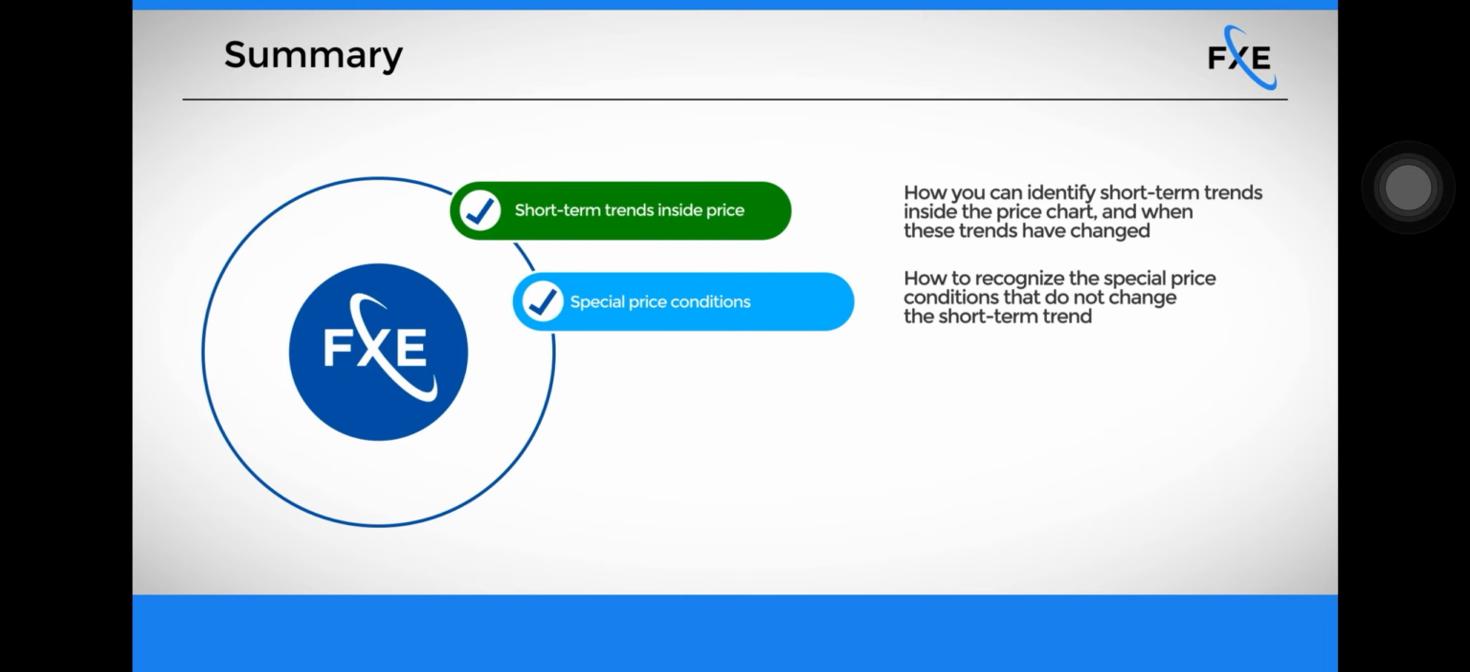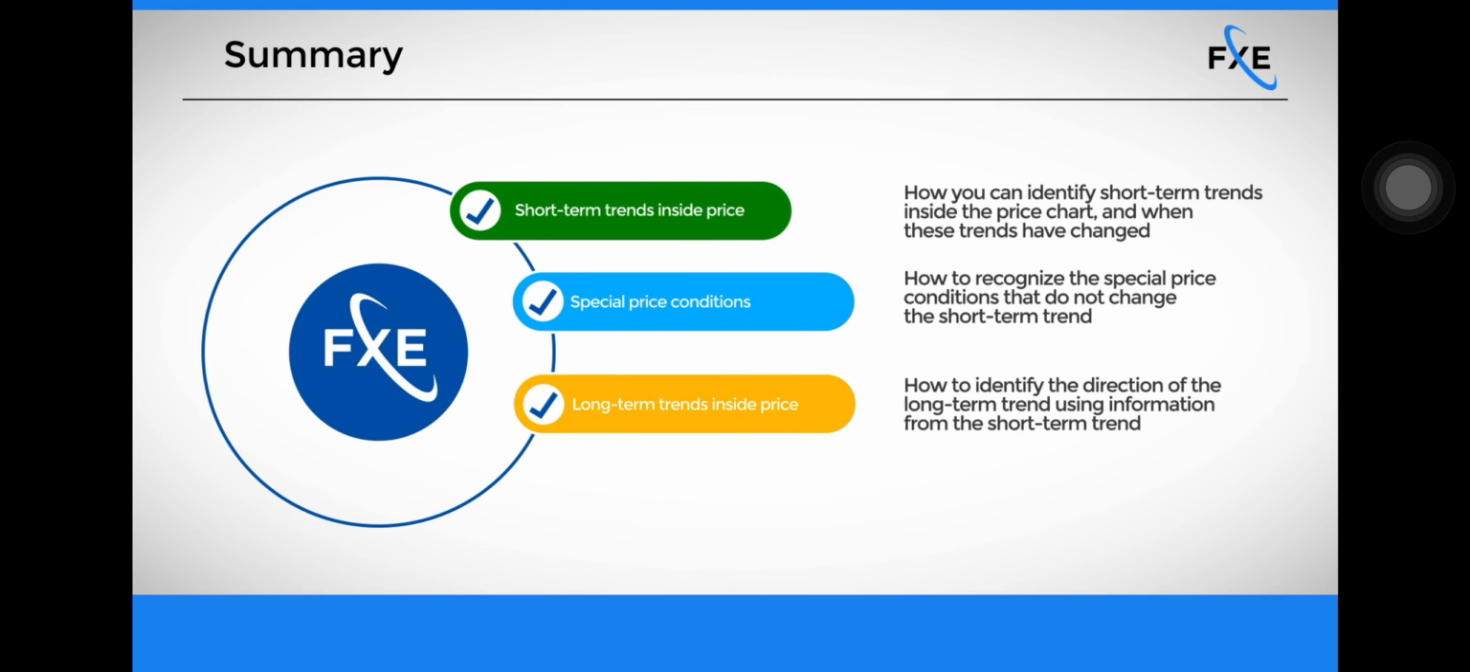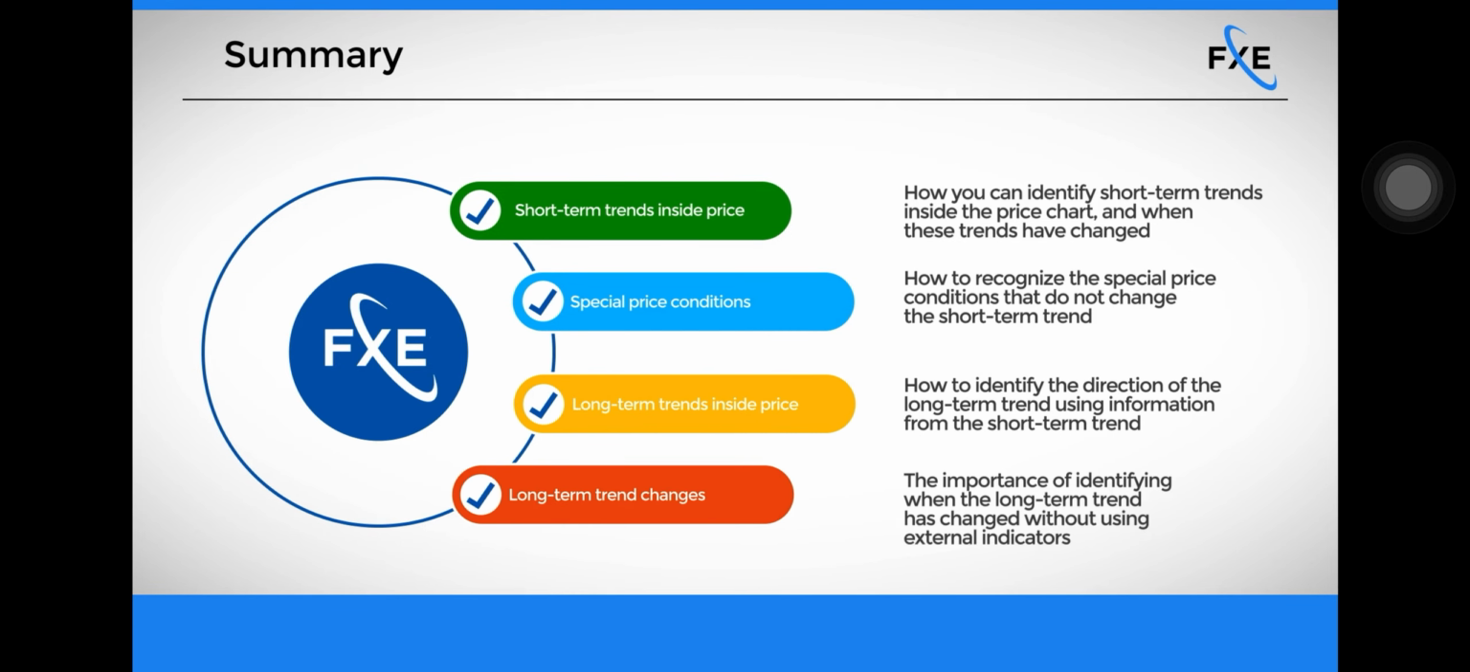We've talked about the trading conditions that do not cause a change of trend. We learned how to identify long-term trends that form inside of price. And finally, we learned how to identify a change of a long-term trend without using external indicators. This concludes section 2 of price and trend analysis.